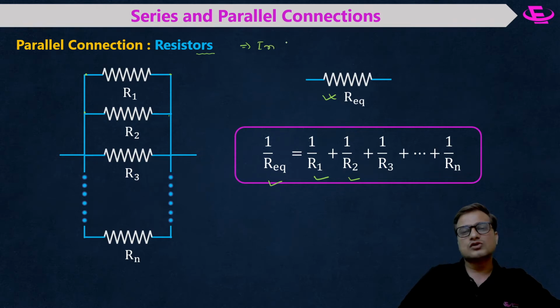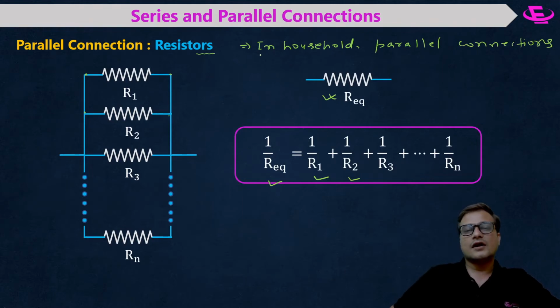In household, parallel connections are done. Why parallel connections? There are two reasons. One is, suppose you have a 230 volt supply. You are going to connect a bulb.